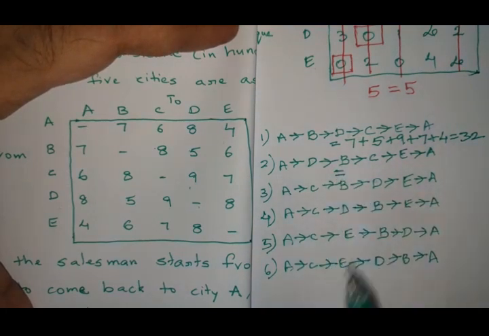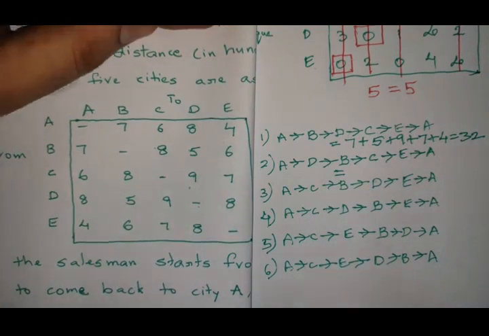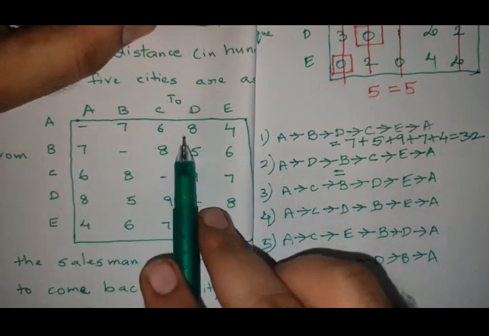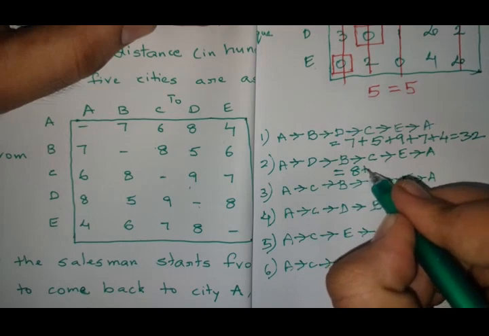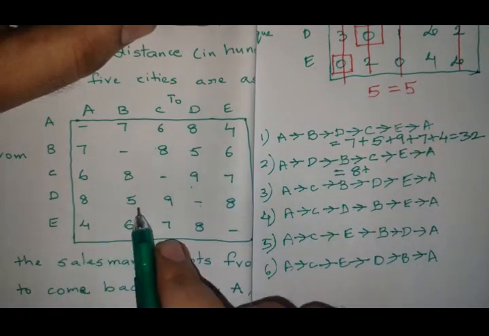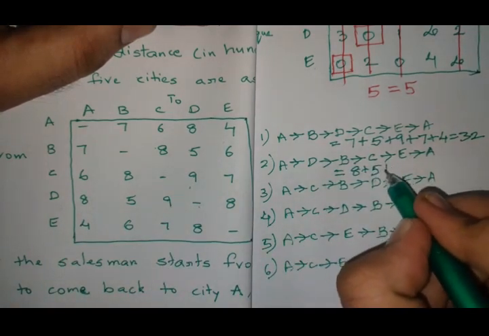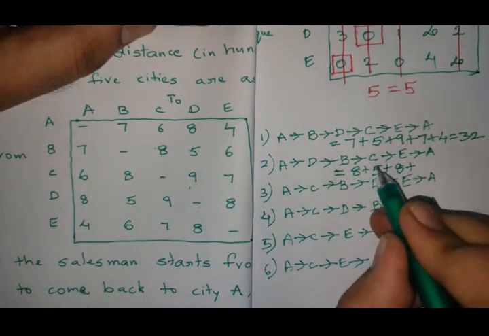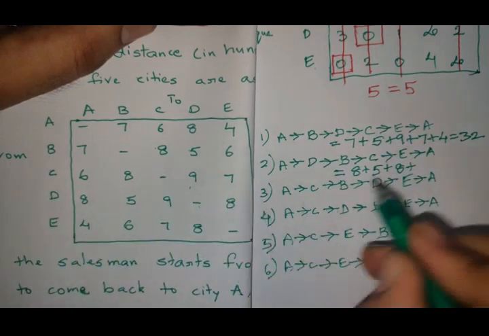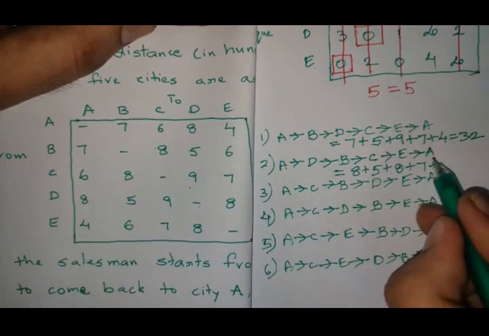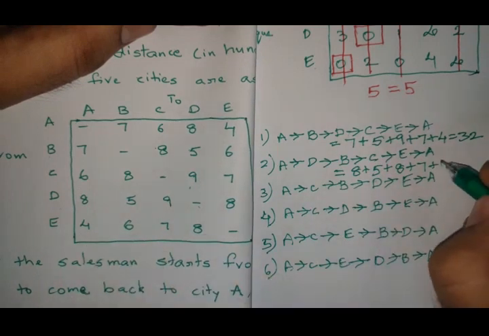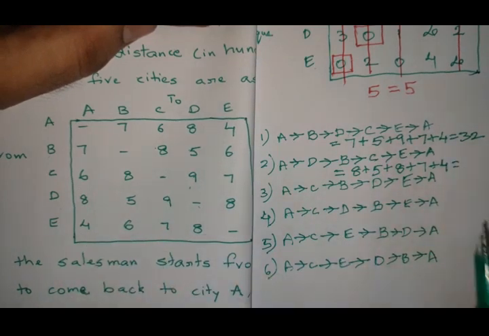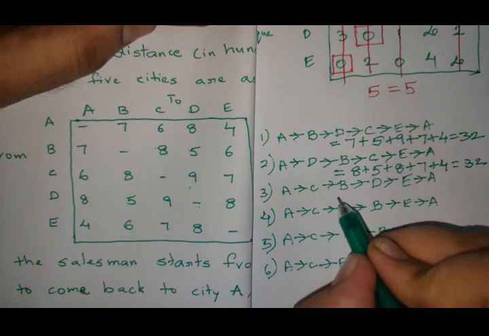Next, find the route distance for the second route. A to D 8, D to B 5, B to C 8, C to E 7, E to A 4. That equals to total 3200 miles.